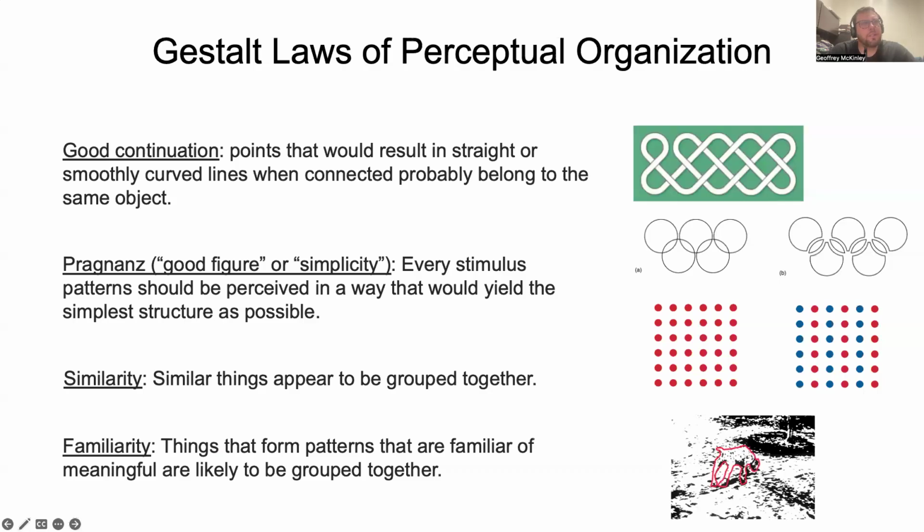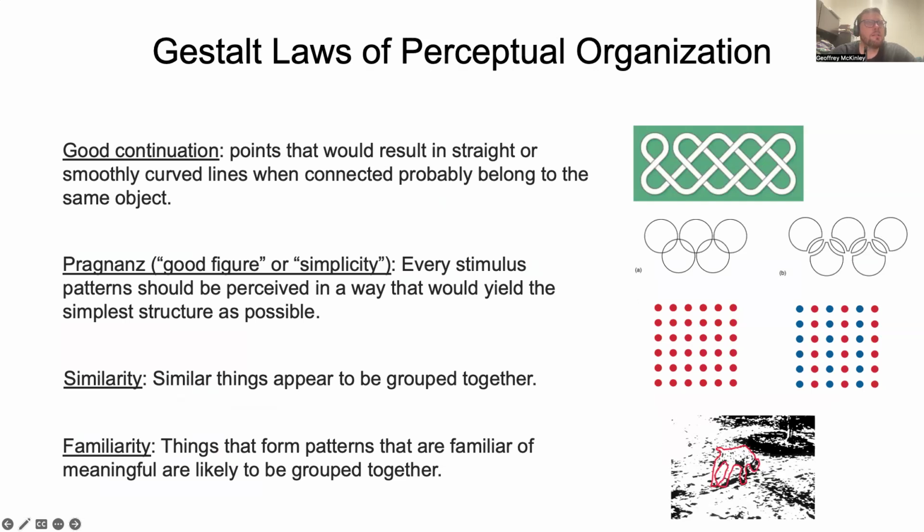The other one's called Pragnanz. I think it's German, but it just means good figure or simplicity. It means every stimulus pattern should be perceived in a way that would yield the simplest structure possible. So here we perceive these as 5 rings, and 3 of them are occluded by 2 of them, but it could be that there's actually 1, 2, 3, 4, 5, 6, 7, 8, 9 pieces, right? That when you combine it, it looks like that.